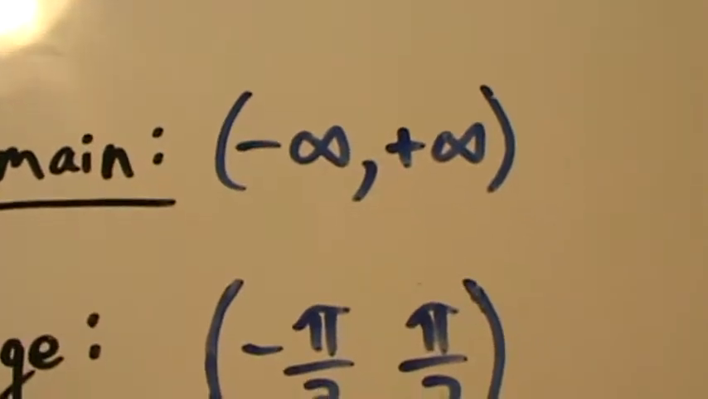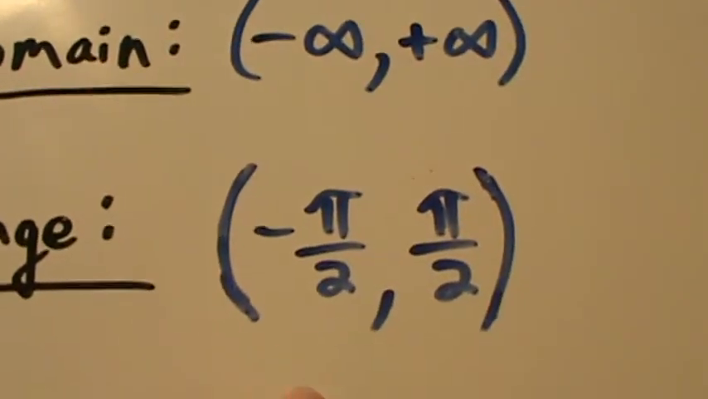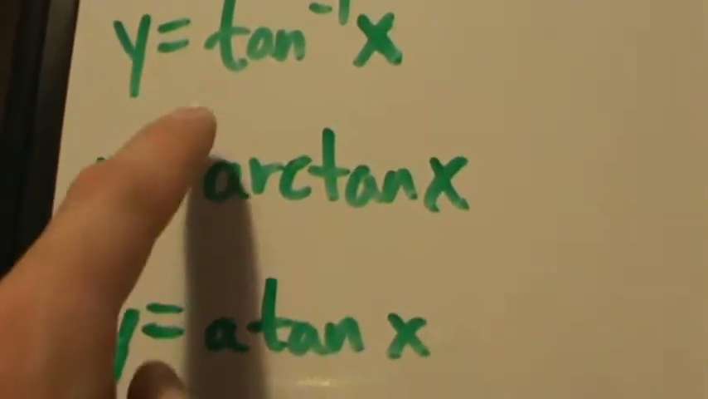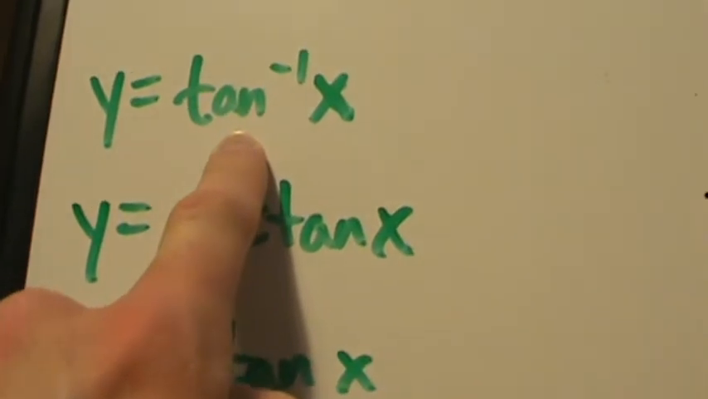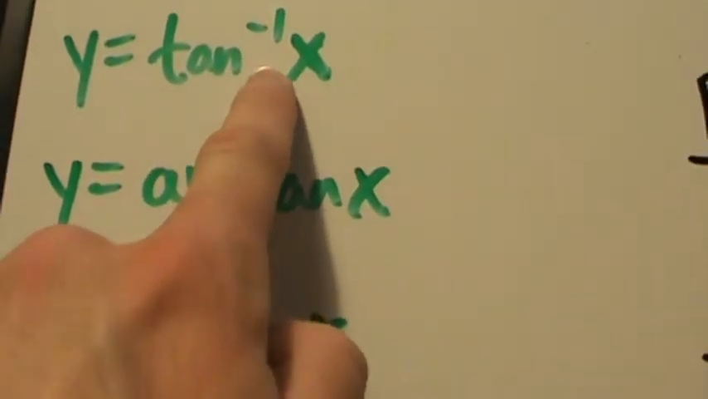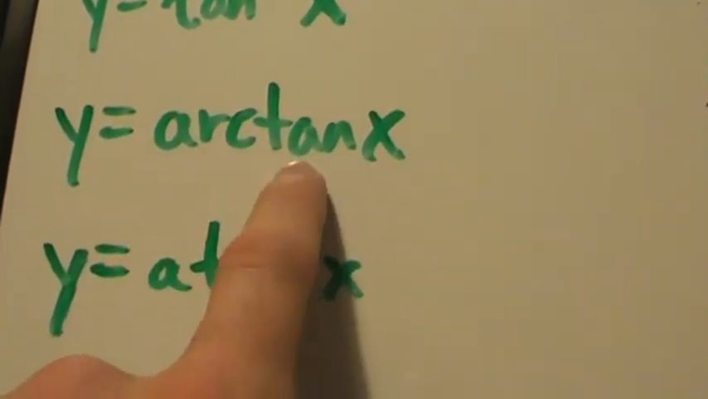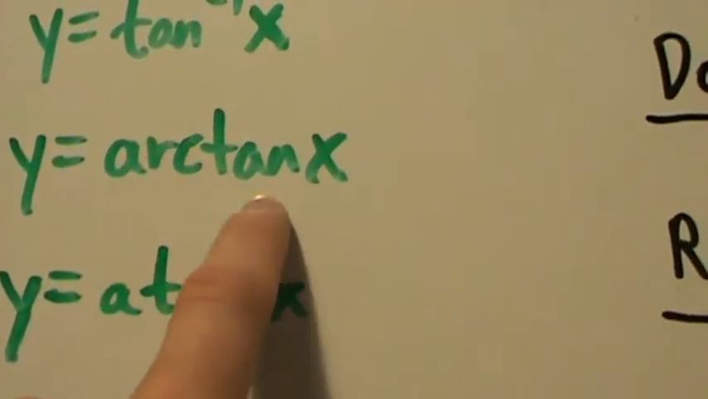So again, the domain is all real numbers. That's nice. The range is from negative pi over 2 to positive pi over 2, not including the endpoints. Some notation. y equals inverse tangent of x, or tangent inverse of x, with negative 1 in the exponent there. And another way of saying that is arctan, y equals arctan of x. That's another way of saying the inverse tangent function.